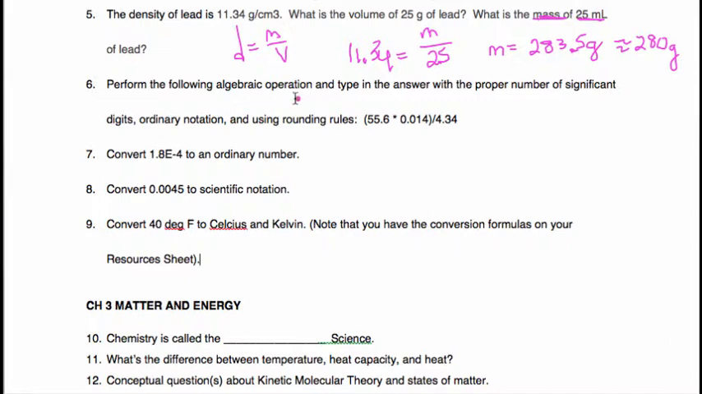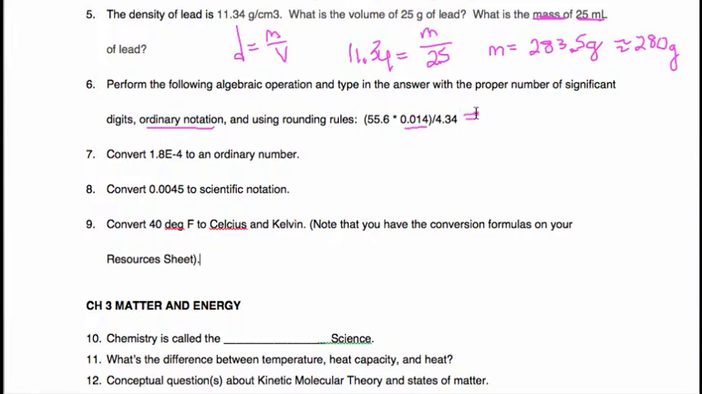Number 6: perform the following algebraic operation and type in the answer with the proper number of sig figs, in ordinary notation, which means not scientific. Just write it out regularly. And use rounding rules. Our rounding rule is whatever digit we need to round to, we look to the right. If it's 5 or more, we round up. Here's my algebra that I need to do. I notice it's multiplication and division. So what is the multiplication division rule? It is match the least of these incoming numbers for sig fig count. I've got 3, 2, 3. Because of this one, my answer will be reported with 2 sig figs.